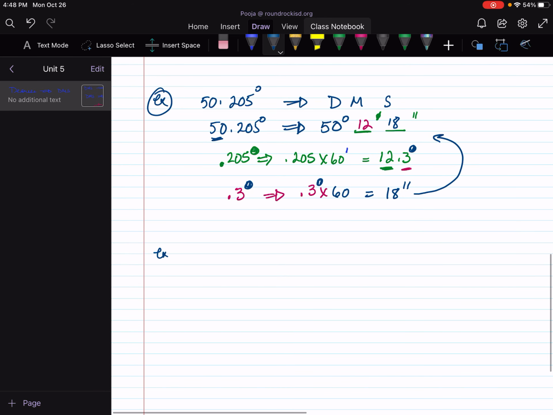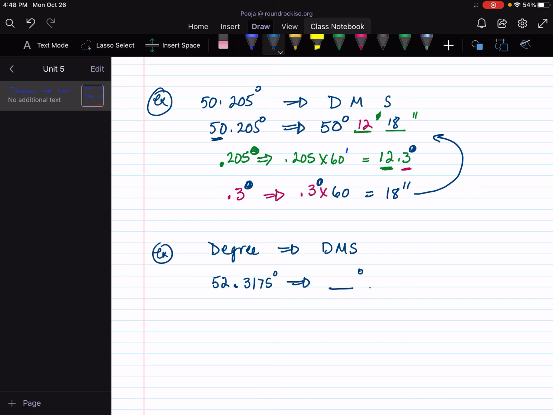Here, let me show you another one, because this one I created some confusion basically for myself and for you. So going from degrees to DMS is forwards. Let's pick an example here. I have 52.3175 degrees. That needs to be converted to a certain number of degrees, certain minutes, and certain seconds. Well, the degree part is pretty clear because this is a whole number. We obviously have 52 complete degrees.